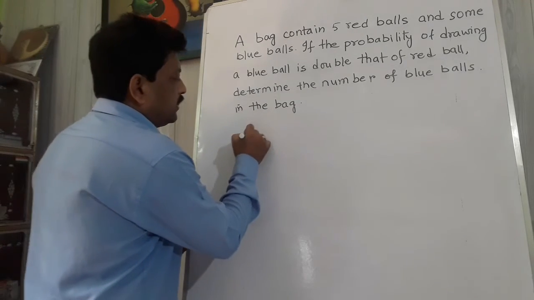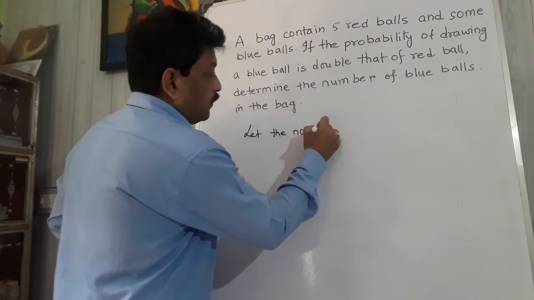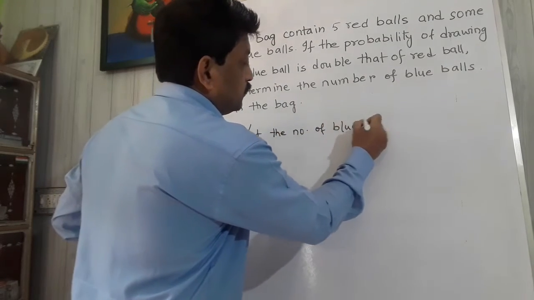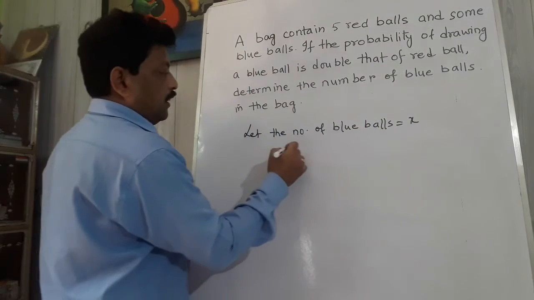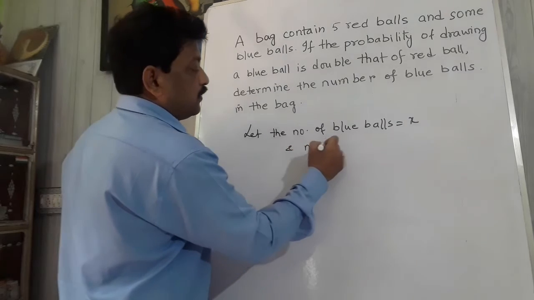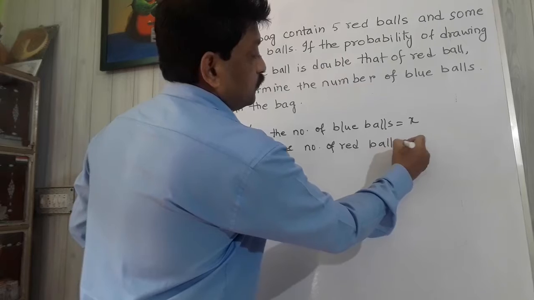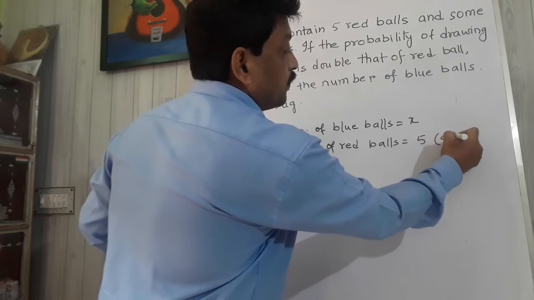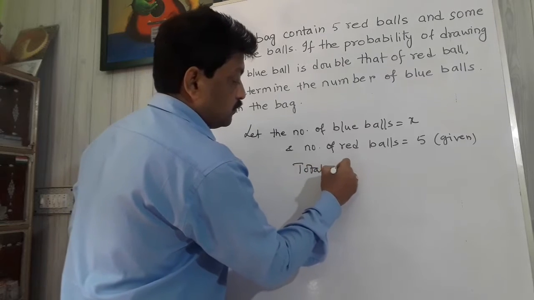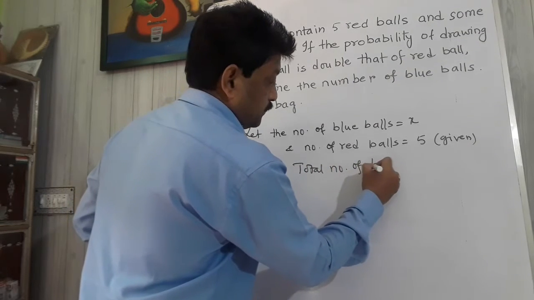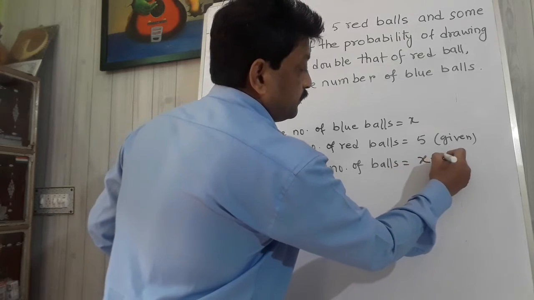Now let us take the number of blue balls equal to x, and the number of red balls is 5, it is given. Therefore the total number of balls equals x plus 5.